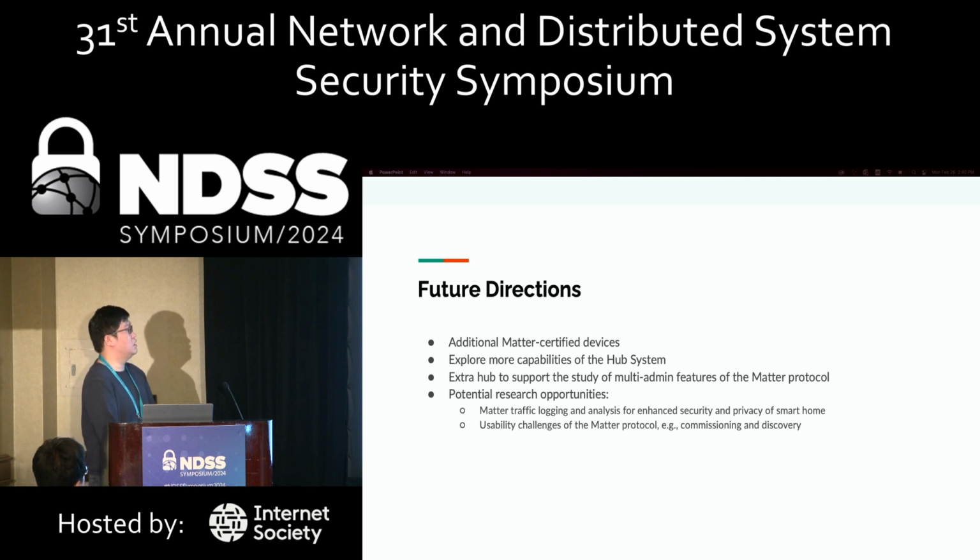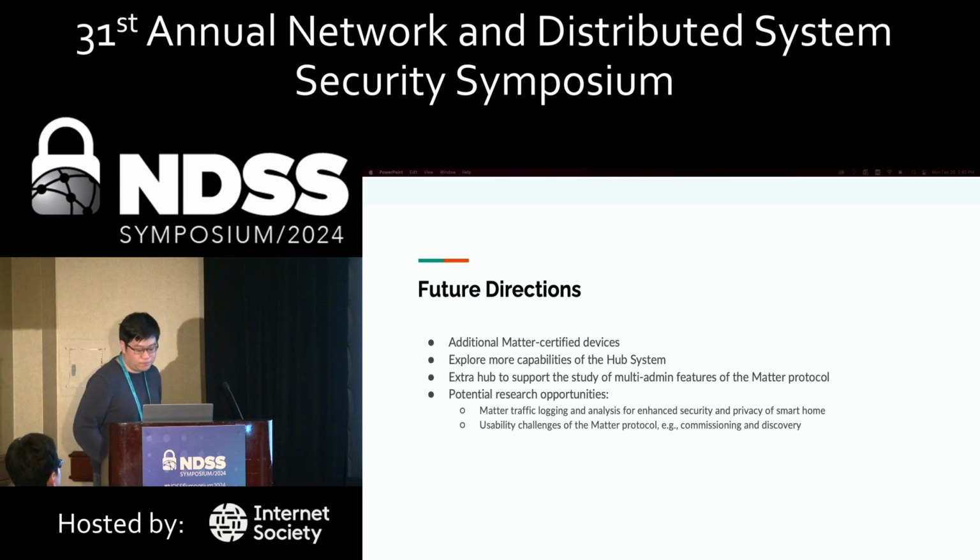For future directions, we are thinking about adding additional Matter certified devices into the testbed, and we have the capability to do that. We are thinking about exploring more capabilities of the hub system besides network capturing, such as smart intrusion detection based on analysis of the traffic. We are already trying to add an extra hub to support future study of multi-admin features in the Matter protocol. And we are actively working on potential research opportunities such as Matter traffic logging and analysis, and figuring out usability challenges for the Matter protocol, especially challenges in device commissioning and discovery.